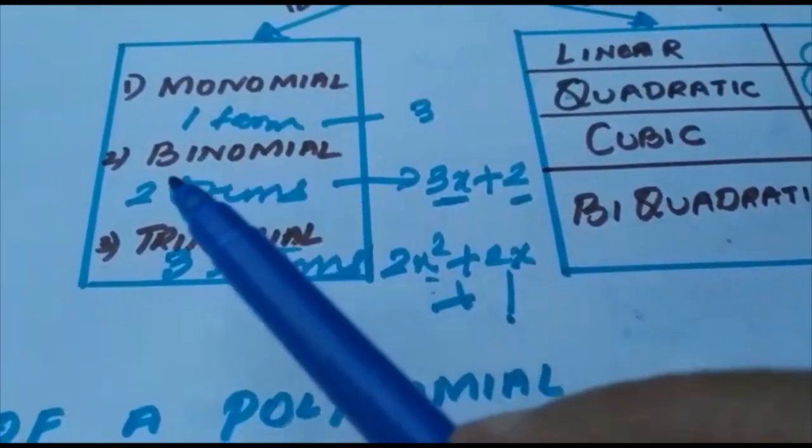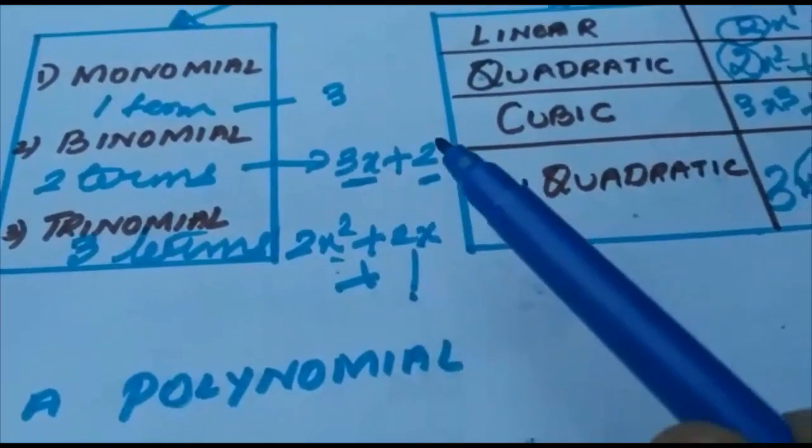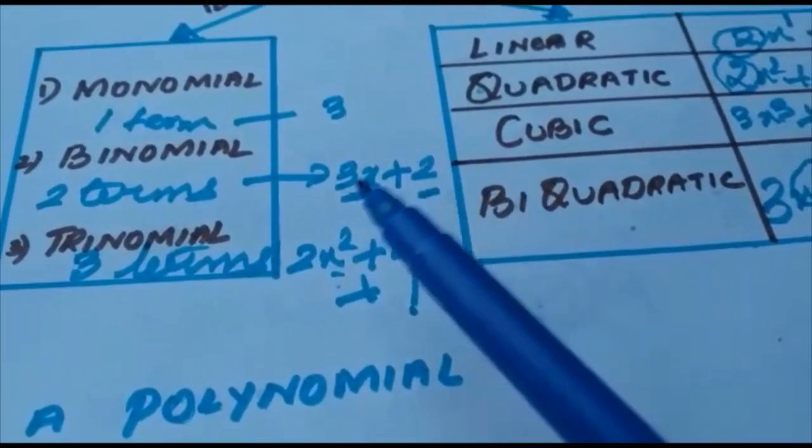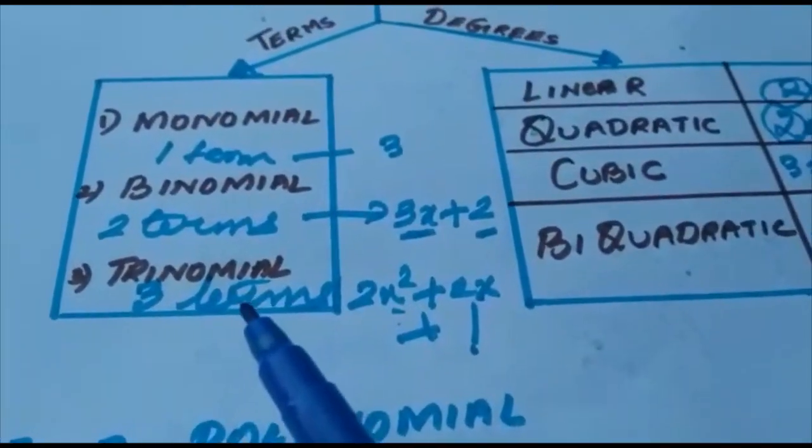Second is binomial, 2 terms. 3x plus 2. 3x is one term and 2 is another term. So totally there are two terms over here. So you call it a binomial. Next is trinomial.